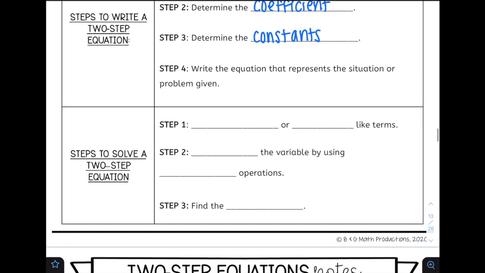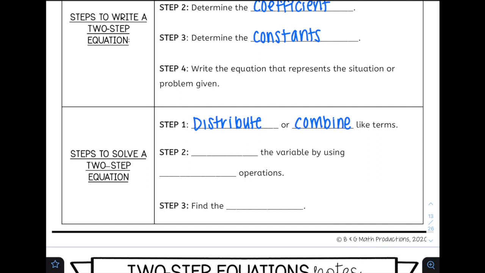Now, when you set up your equation, you're going to have to actually solve it. So in order to solve your two-step equation, you want to make sure that you distribute or you combine your like terms. Sometimes you can go straight into combining your like terms. Sometimes you might have to distribute, then combine your like terms.